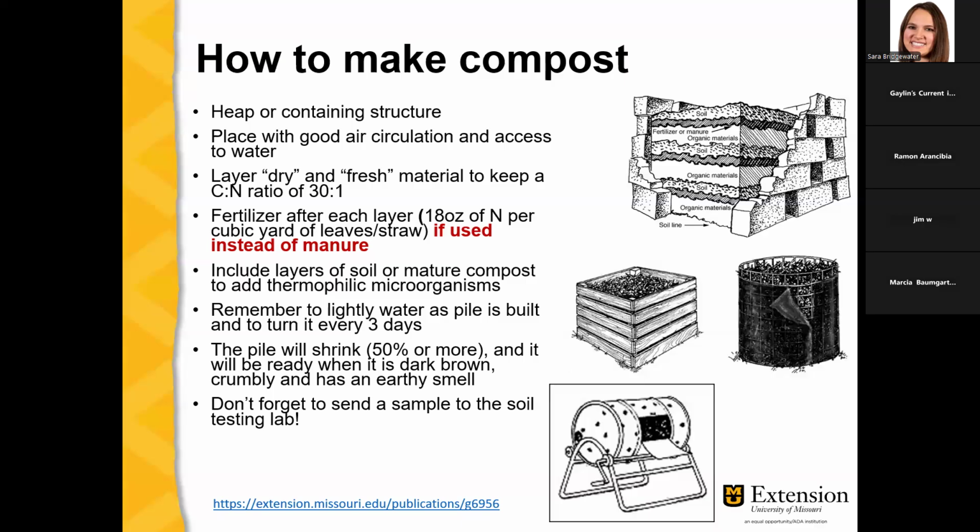Understand that the pile will shrink 50% or more after it's fully mature, because the decomposition is chewing up some of the organic matter. So the microorganisms are eating the organic matter. The pile will shrink, and it will be ready when it's dark brown and very fine, crumbly, and has an earthy smell. That is very important to characterize a good quality compost.